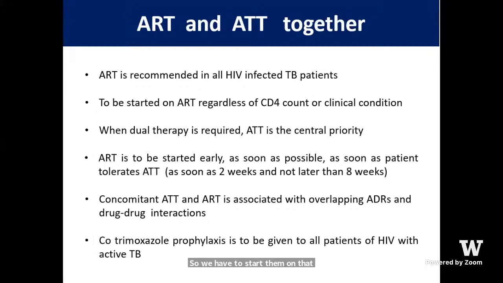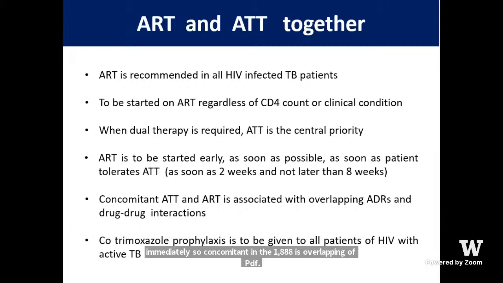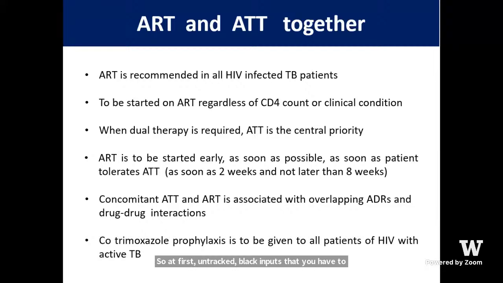Concomitant ATT and ART means an overlapping of ADRs, adverse drug reactions, and drug-to-drug interactions, that you have to keep in mind. Cotrimoxazole prophylaxis is to be given to all patients of HIV with active TB. It should be continued till the TB treatment is over and the CD4 count goes above 350 on 2 consecutive occasions. That is important cotrimoxazole prophylaxis, which is very, very important in preventing a lot of life-threatening OIs like bacterial pneumonia, PCP pneumonia, all these diarrheal diseases, common respiratory pathogens, and also malaria and toxo. Importantly, toxo also is prevented by a simple cotrimoxazole prophylaxis. Next slide.